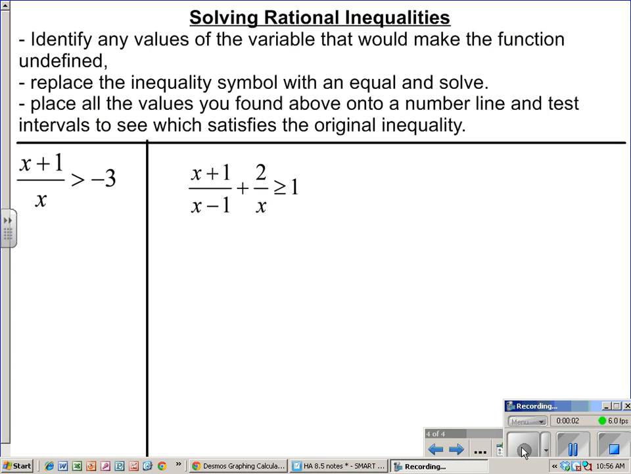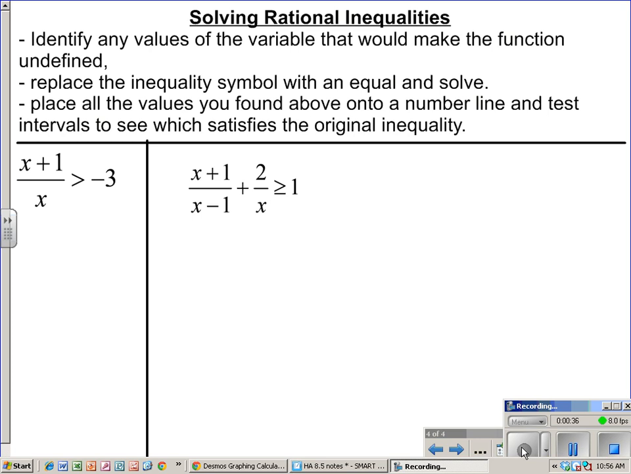Hello everybody, this is the notes for the second part of section 8.5 for Algebra 2 Trig, talking about solving rational inequalities. You see that first equation, x plus 1 over x greater than negative 3. That's the one that we solved in class using the method of different cases: if x was positive, or greater than 0, or if x was negative, being less than 0. That created a couple of different cases that we went through and solved. That's the real logic behind solving these inequalities.